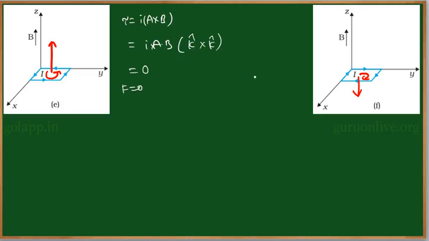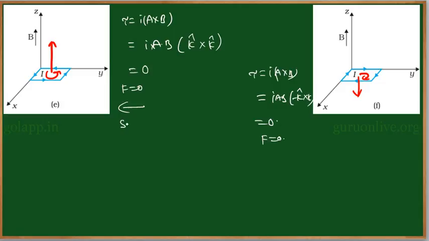And coming to this case, here also tau is equal to I into A cross B, that is equal to IAB. A is towards the negative z axis, so I can write minus k cross k. So this will become 0. Tau is equal to 0, F is equal to 0. So come to this picture. Here the area vector is towards the magnetic field direction.